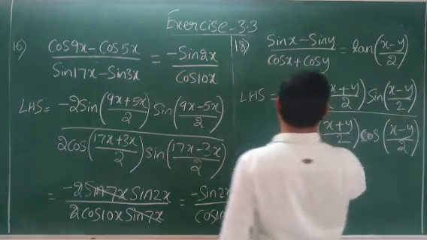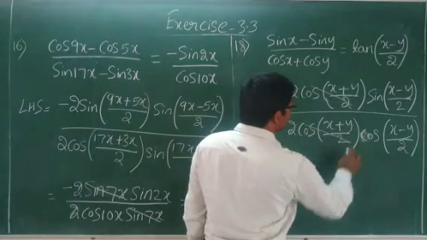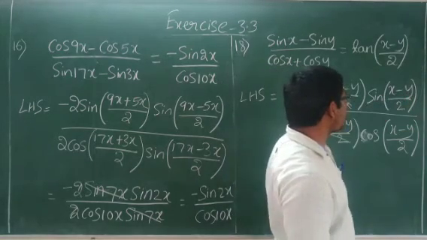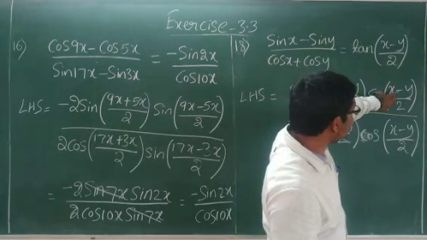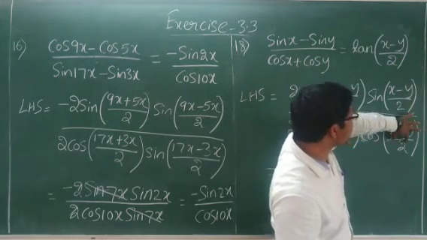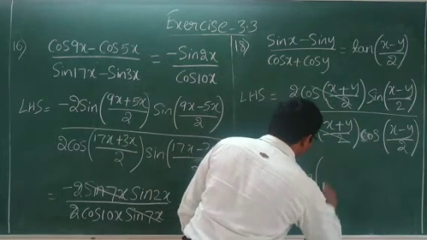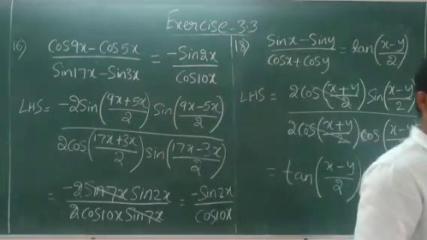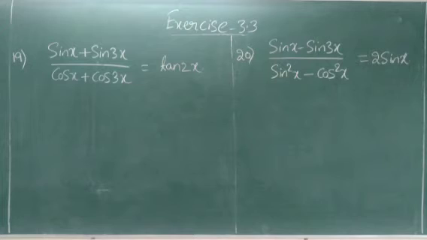See what all we can cancel here. We can cancel 2. We can cancel cos of (x plus y) by 2. So what is remaining? Sin of (x minus y) by 2 by cos of (x minus y) by 2. Sin by cos, this is the same angle, (x minus y) by 2. So sin by cos will become tan of (x minus y) by 2. So that is your result RHS. Okay, consider the next question.